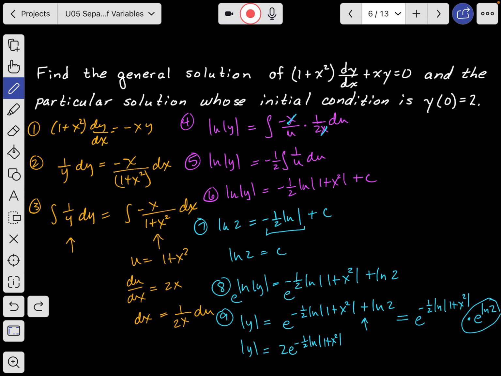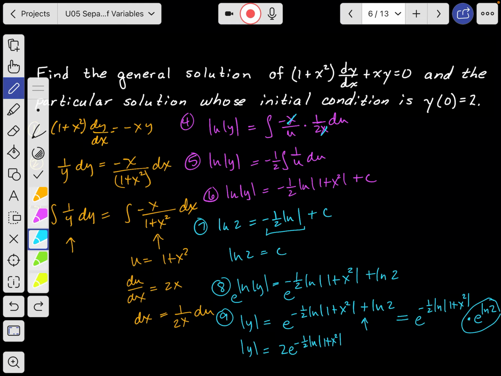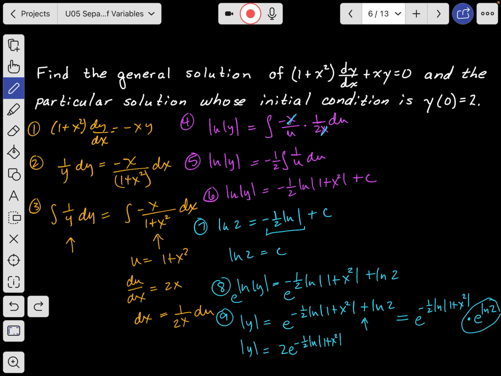Now, we have the absolute value bars. We need to get rid of those. And we can do that by writing our equation with a plus or minus sign. So in step 10, I know, y'all are thinking this is never ending, but they are kind of fun. Plus or minus 2e to the negative 1/2 ln 1 plus x squared. And now the last step is to decide, do we need the plus or do we need the minus? And that's based on the initial condition.